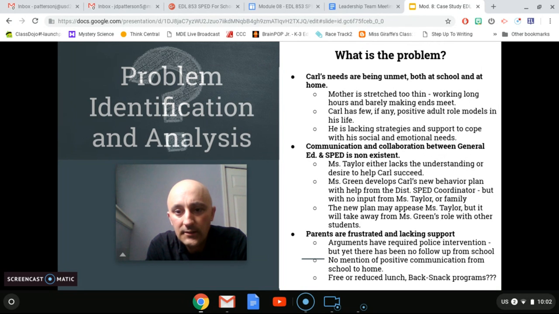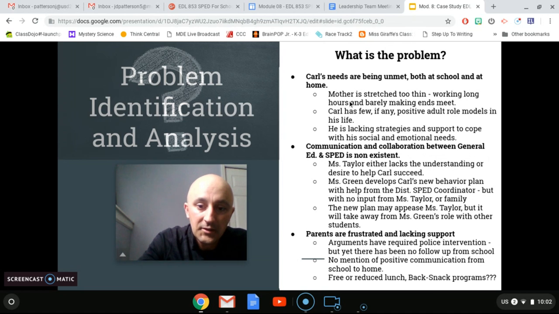There was really not a whole lot of communication on the crafting of the new IEP. Sounds like Miss Green did the bulk of the work, talked with the SPED coordinator, but never really used any input from family or Miss Taylor. And that's going to help get Miss Green off of her back, but that's going to lessen her effectiveness with other students in the building.